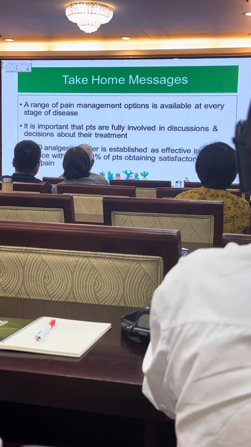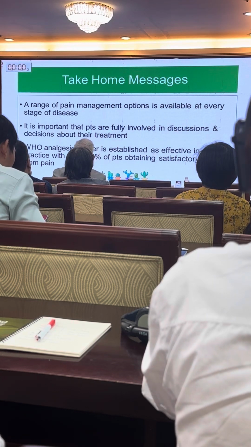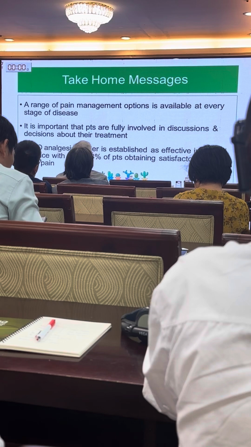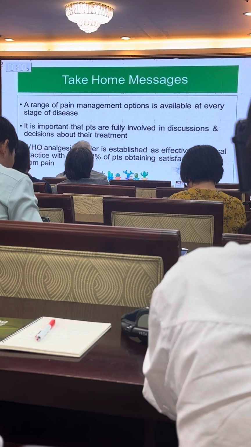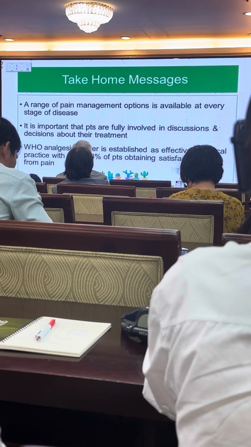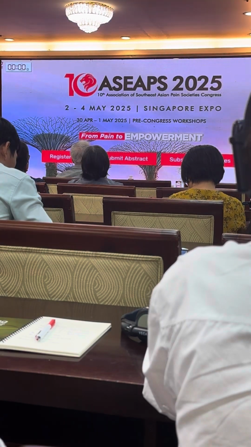Take-home messages. A range of pain management options is available at every stage of cancer, from early to advanced. It's important that patients are fully involved in discussion and decisions about their treatment, as Mary just told us before. And the last one: the WHO analgesic ladder is established as an effective guideline with 88% satisfactory pain relief. So for cancer pain management, please follow the WHO analgesic ladder guideline. Thank you very much for today.